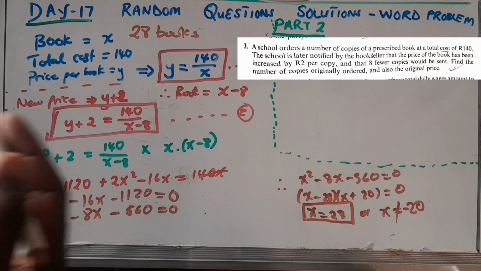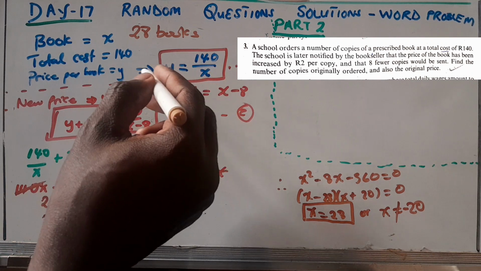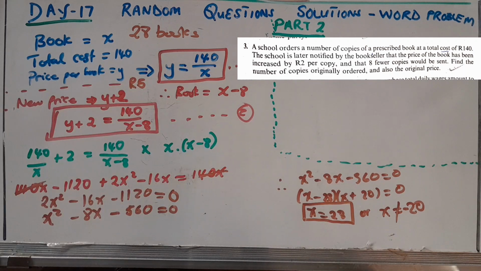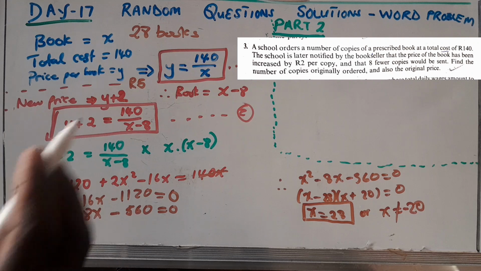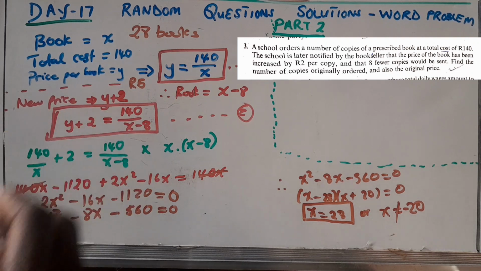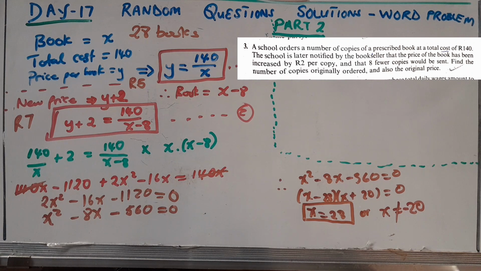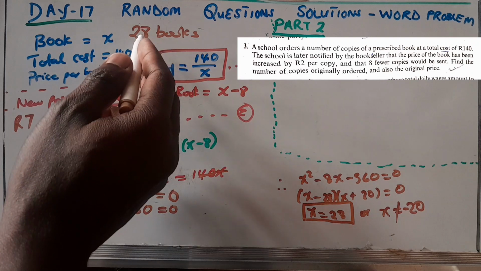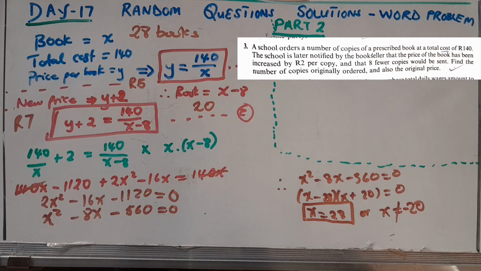books. So if we divide, it means that they were worth 5 rand per copy. So 28 books, each costing 5 rand per copy. And when there was an increase in price, each book was now costing 7 rand per copy. And the number of copies that they received was x minus 8, which is 28 minus 8, which is 20 copies. So can you see now how you can solve this?